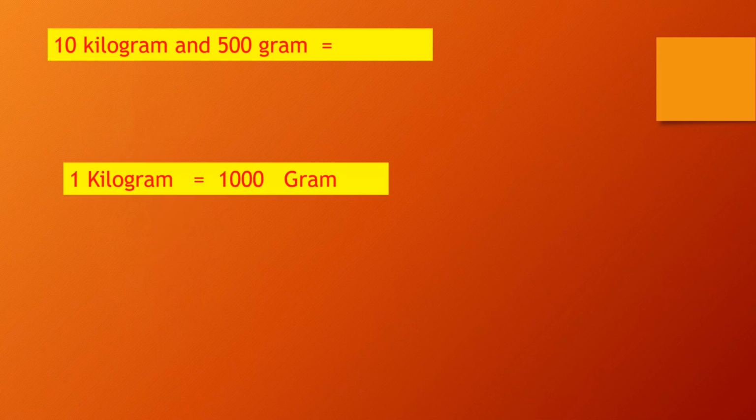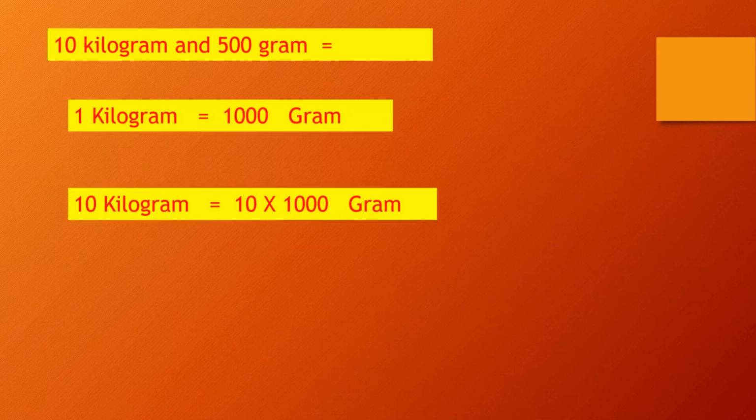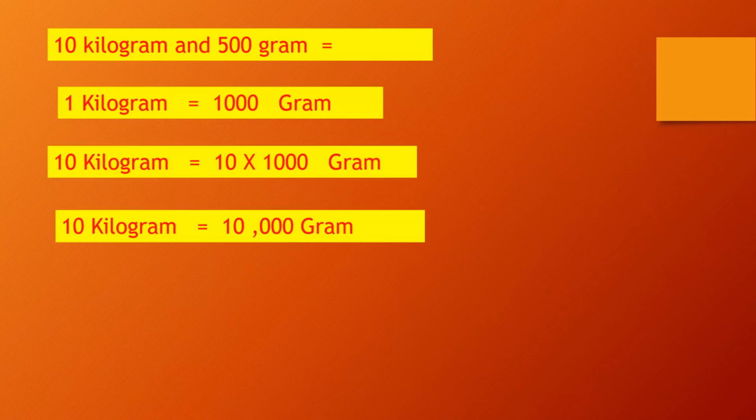1 kilogram is 1000 gram. So how much will be 10 kilogram? 10 kilogram will be 10 into 1000 gram. Now how much is 10 into 1000? So 10 kilogram is equal to 10,000 gram. Now you converted 10 kilogram into gram. So you got 10,000 gram.